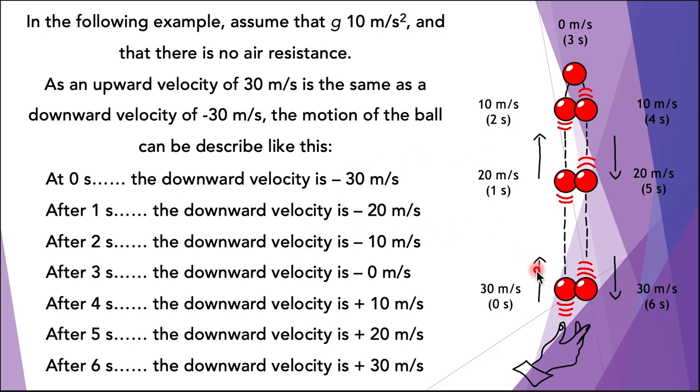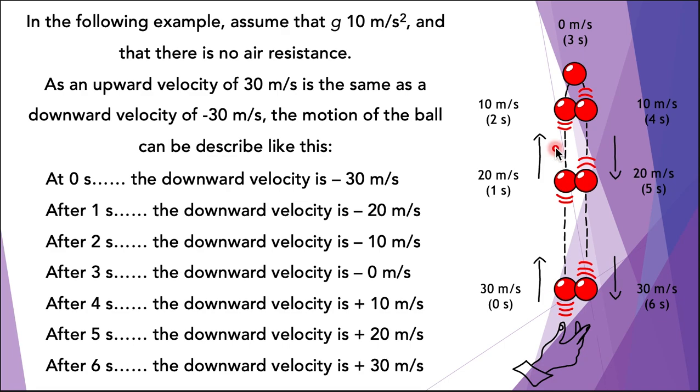Assume that g is equal to 10 meters per second squared and that there is no air resistance. So as an upward velocity of 30 meters per second is the same as the downward velocity of minus 30 meters per second, the motion of this ball can be described like this. So when it is thrown upwards at 0 seconds, the downward velocity is minus 30 meters per second.